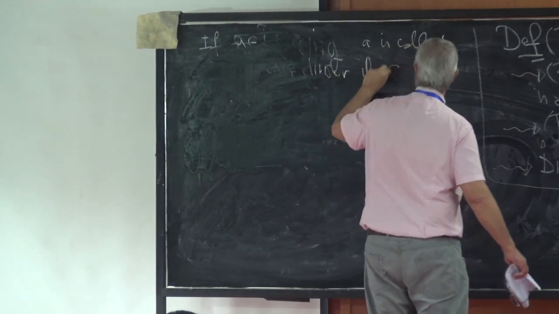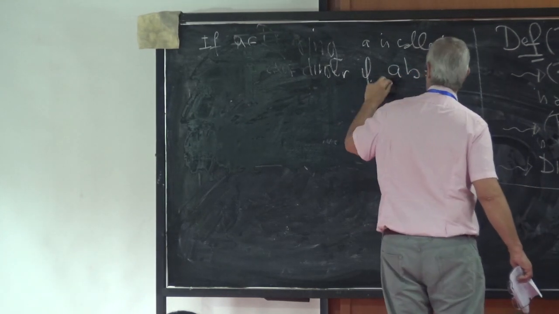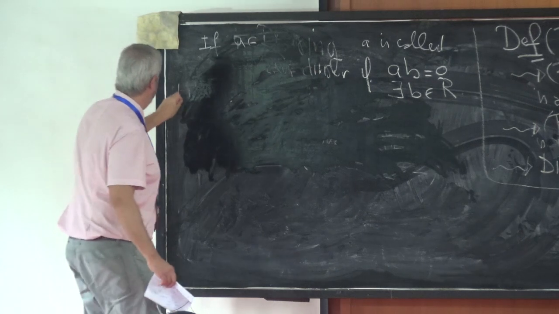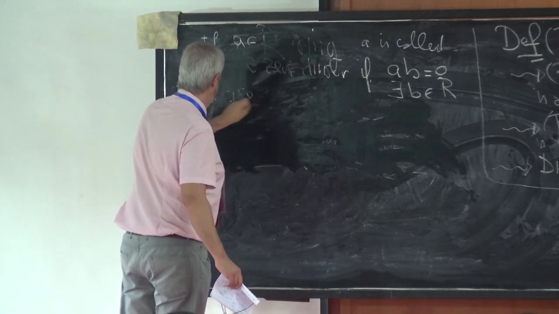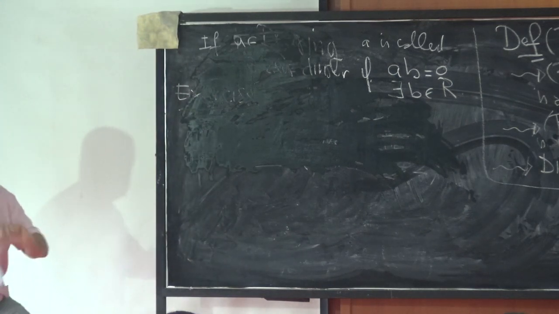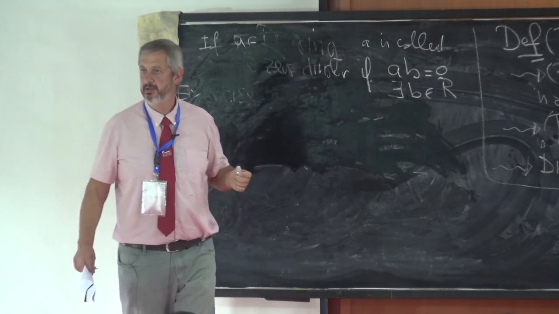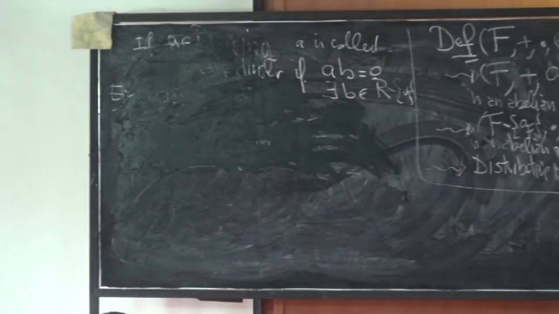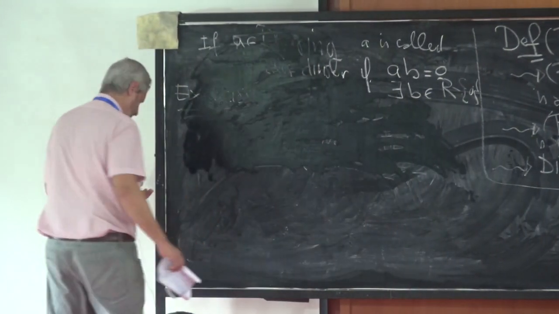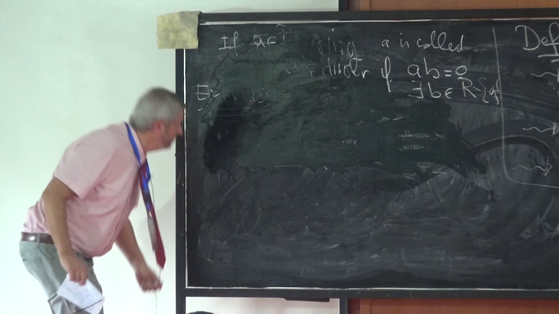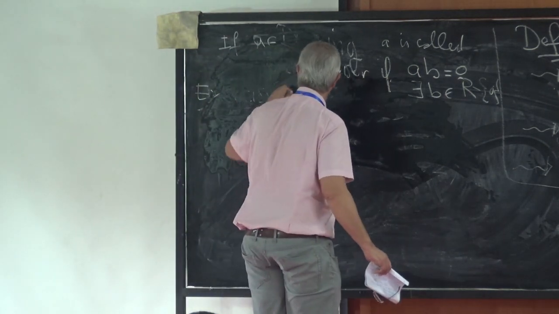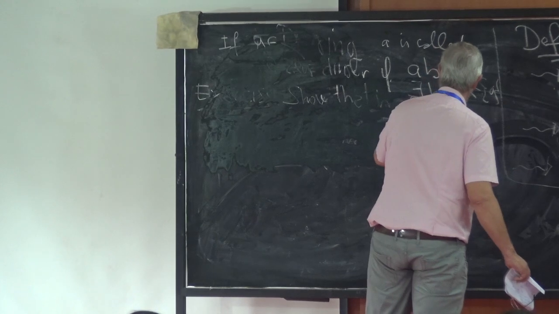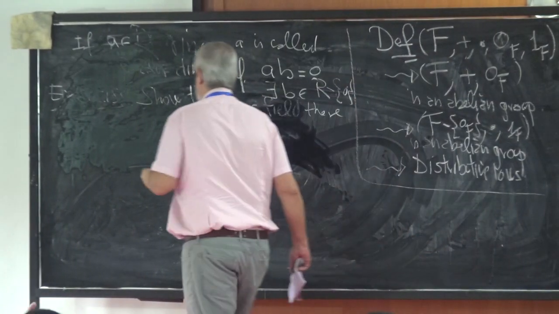if A times B is 0 for some B in R. Okay? And the exercise is the following. In a field, there are no zero divisors. Absolutely. You're right. Thank you, Buzz. Okay? So, exercise, show that in a field, there are no zero divisors.